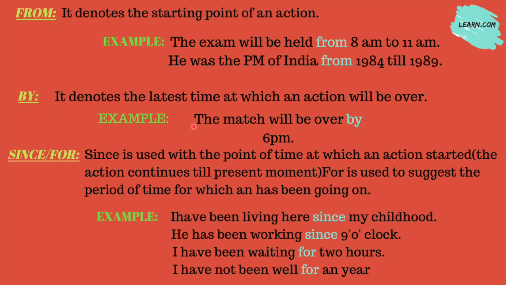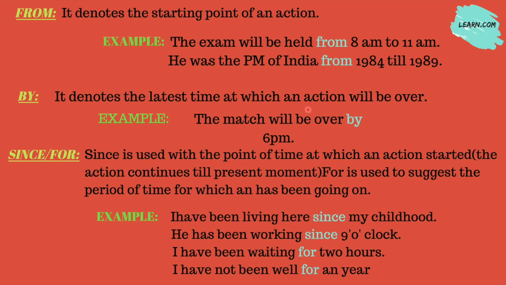See example, the match will be over by 6 p.m. That is, 6 p.m. is the latest time by which the match should get over. That is the maximum time limit given. It is the final point at which or before which the match should end. That is why we have mentioned here, it denotes the latest time at which an action will be over.